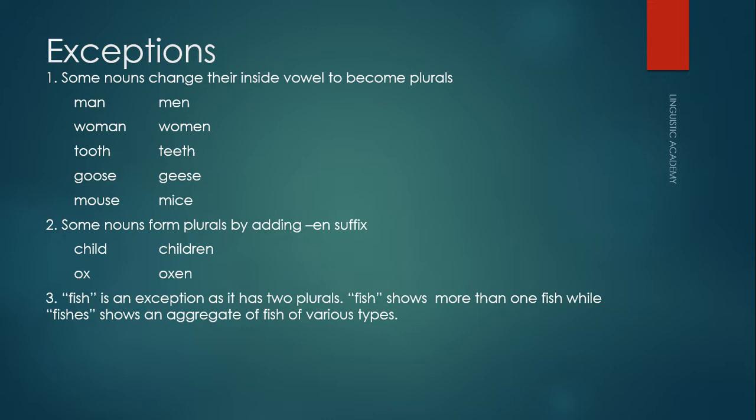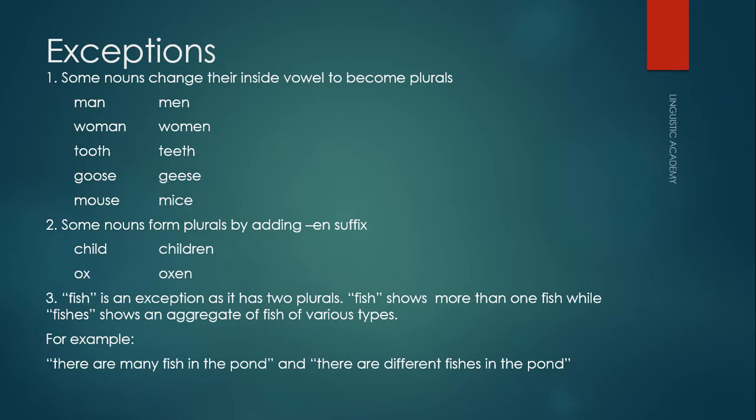It has 2 types of plural. Fish does not change when we refer to more than one fish. But when we use fish for both singular and plural forms, while fishes is used when more than one type of fish is there. For example, there are many fish in the pond and there are different fishes in the pond.